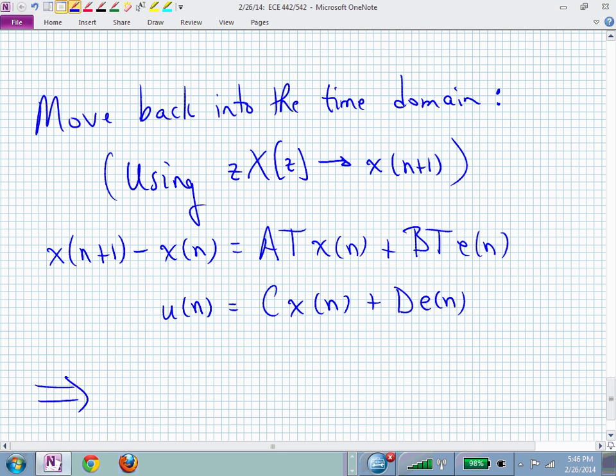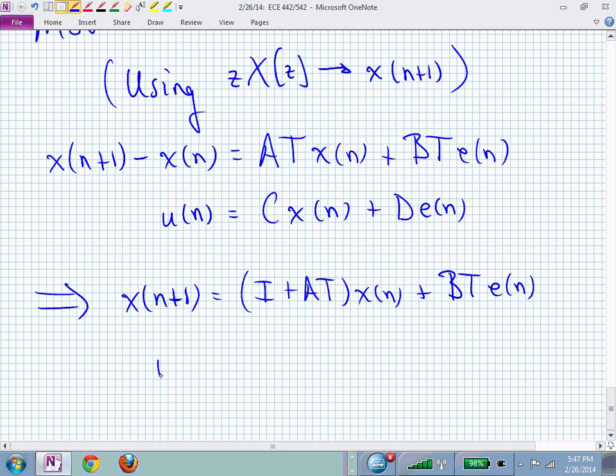And all we have to do is really move this little x of n to the right, and if it needs to be compatible with A T x of n, maybe we better put a placeholder of an identity matrix that's the same dimension as A in front of little x of n. And in doing that, we now can say that little x of n plus 1 is equal to I plus A T x of n plus B T e of n, and the output equation just is copied down.